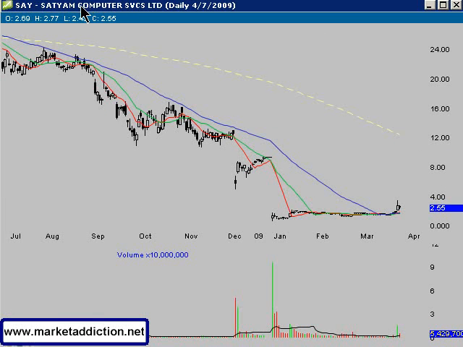Another one I'm looking at is SAY. This is a call on the long side. With this one, I'm just kind of throwing at you a very speculative bet on the long side. I'll be watching this one. The daily chart looks horrible to make any bullish case, but this would be a very short-term trade.